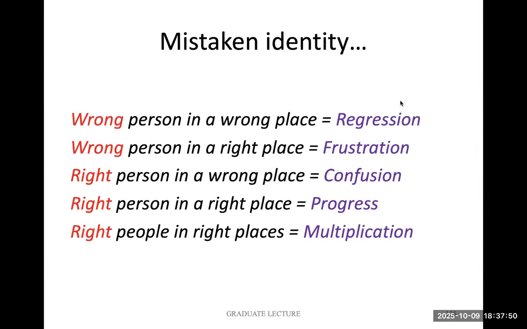We spoke earlier about mistaken identity. And what that means is that if you're the wrong person in the wrong place, it will lead to regression. Now, this is about you, the leader, and also the team members. And so looking at the end result of having a wrong leader in the wrong place, we will not make progress in that sense.